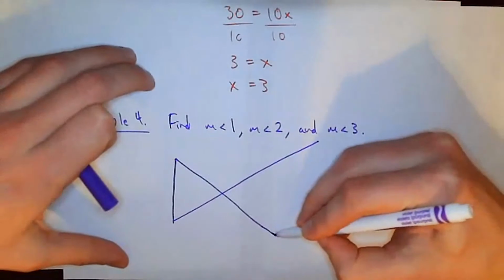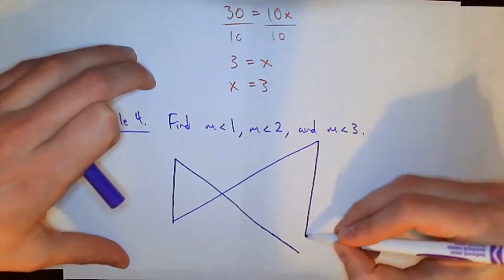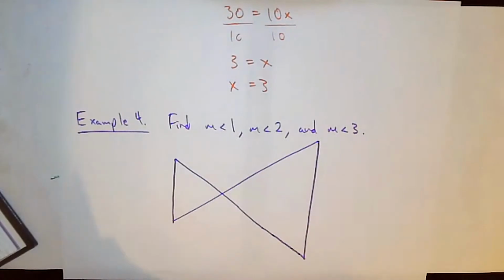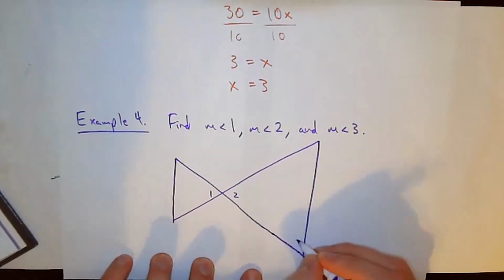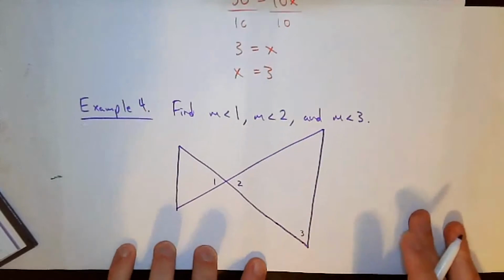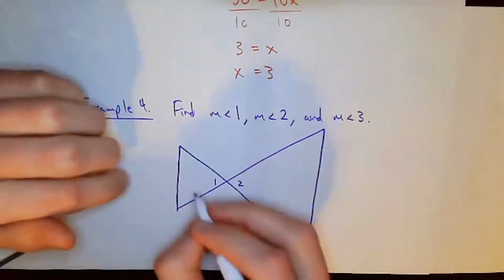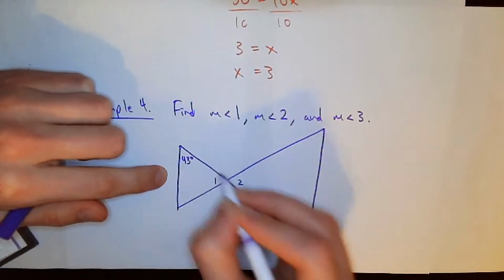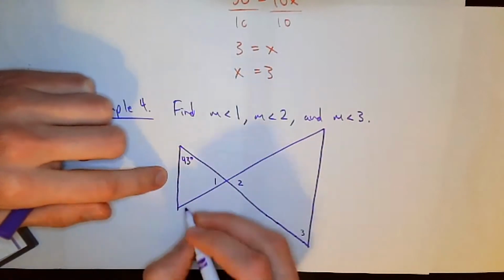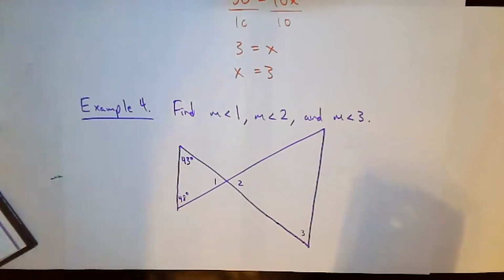Wait, I want it to be a little bit further. Doesn't really matter too much. Okay, and then this is 1, this is 2, and this is 3. So there's angles 1, 2, and 3. And now I've got to give you some other info. Let me say that this is 43 degrees, and this one is 48 degrees.